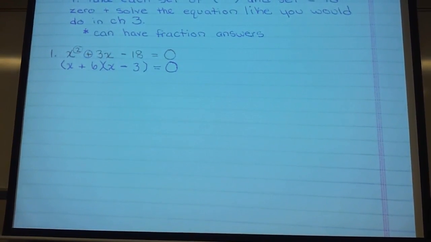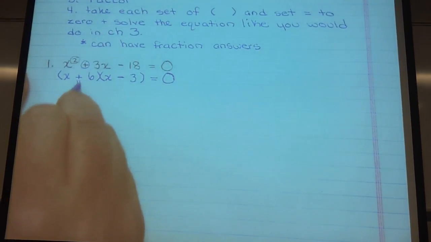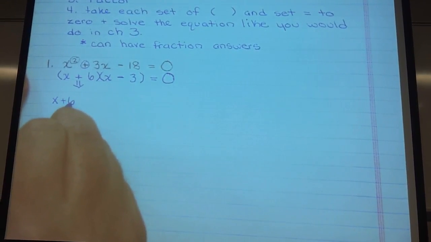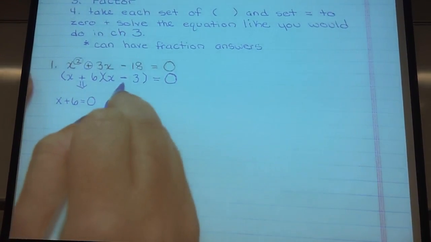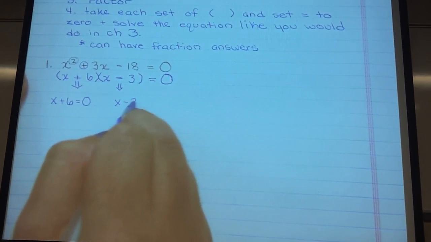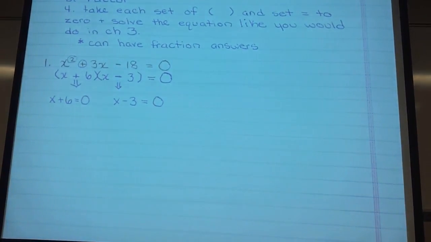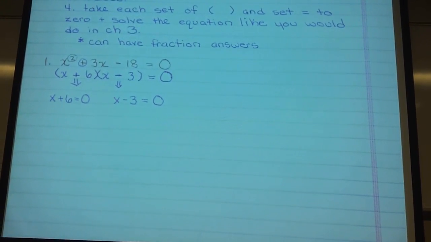That's all we've done, is just factoring. The only real new step is step 4. Once you have factored, you're going to take each piece, so x plus 6, set it equal to 0. Then you're going to take your second piece, x minus 3, set it equal to 0. So now you have 2 puzzles that you've got to solve.